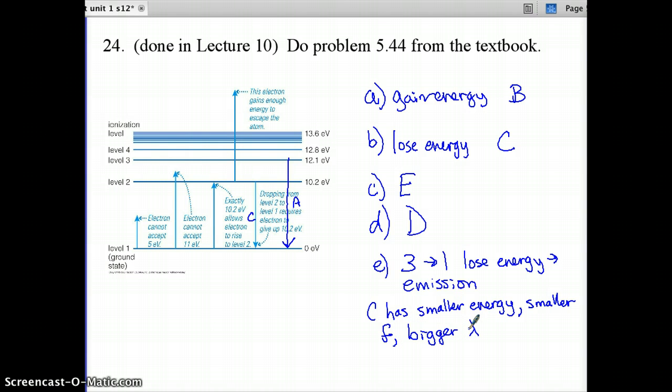Useful trick to know is that the smaller the jump is, in something like this, the bigger the wavelength is going to be. So when you are transitioning in between two very closely spaced levels, like say those two, you're going to end up with a much bigger wavelength than when you do a really big jump like the one in A. So the closer the levels are, the bigger the wavelength is going to be.